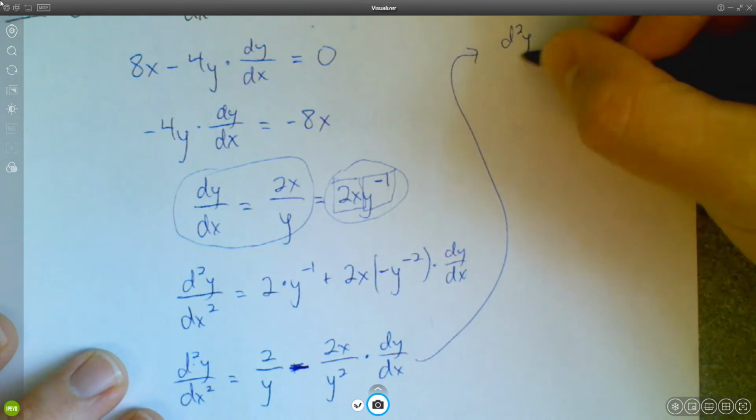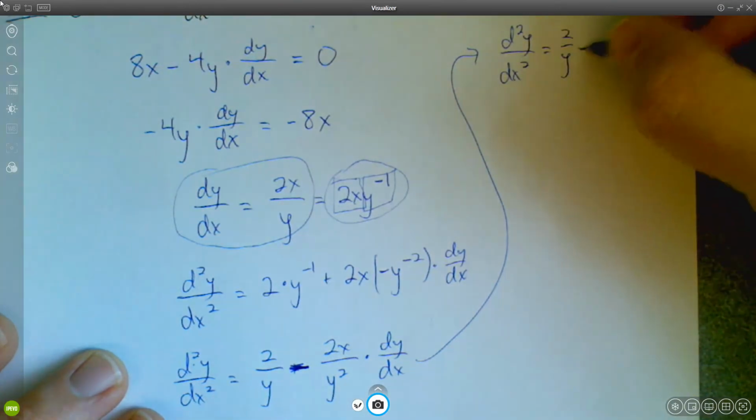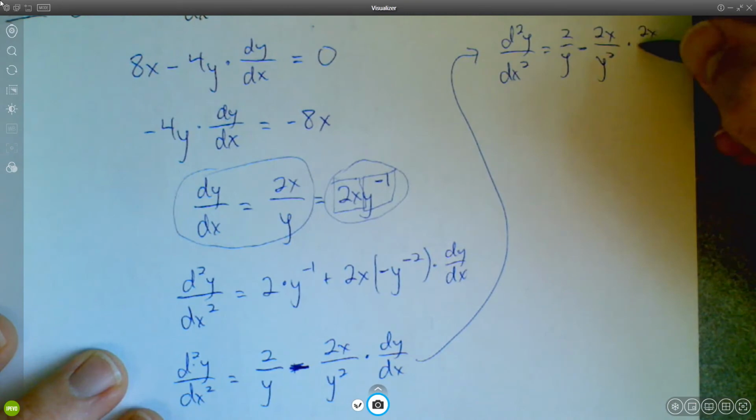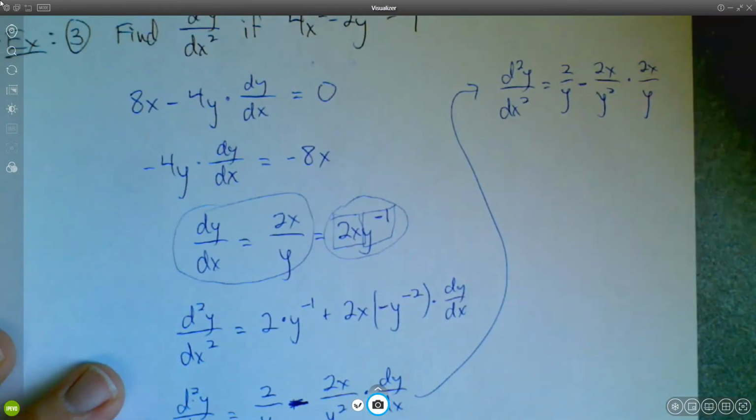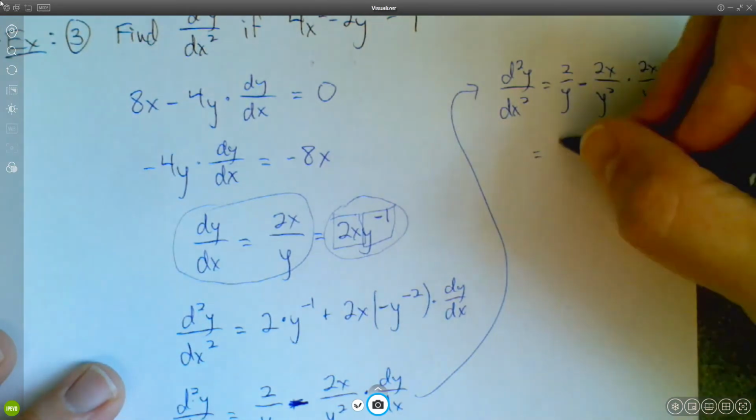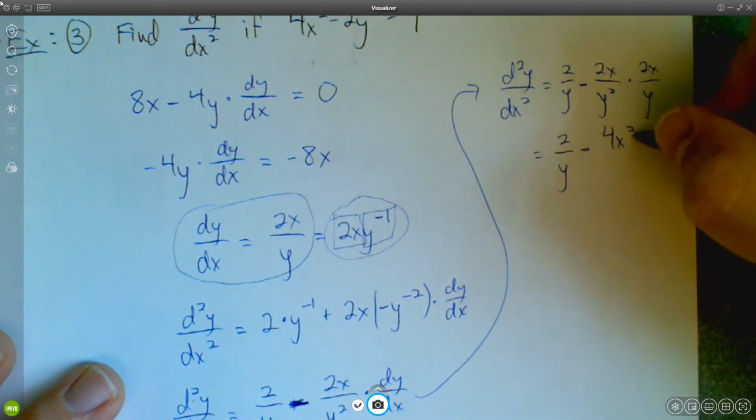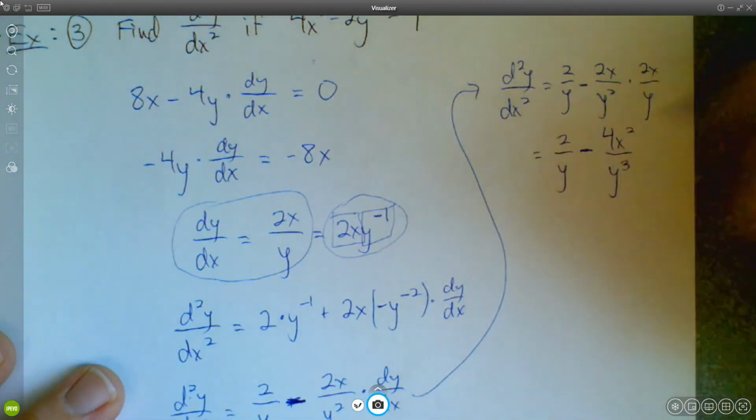So really, d squared y over dx squared is 2 over y minus 2x over y squared times dy/dx. But dy/dx is just 2x over y. Okay, so that would be 2 over y minus 4x squared over y cubed. And that would be your final answer.